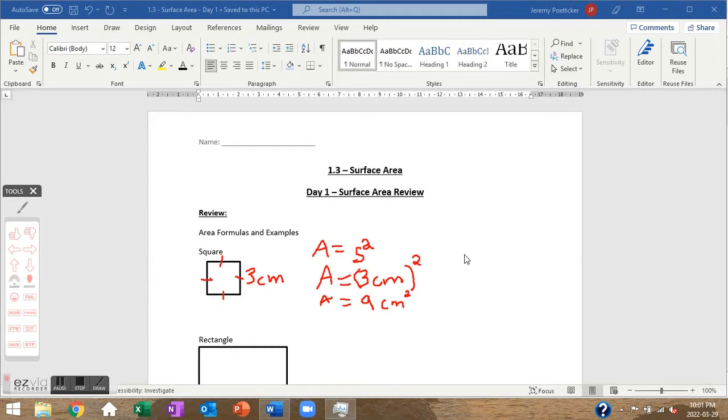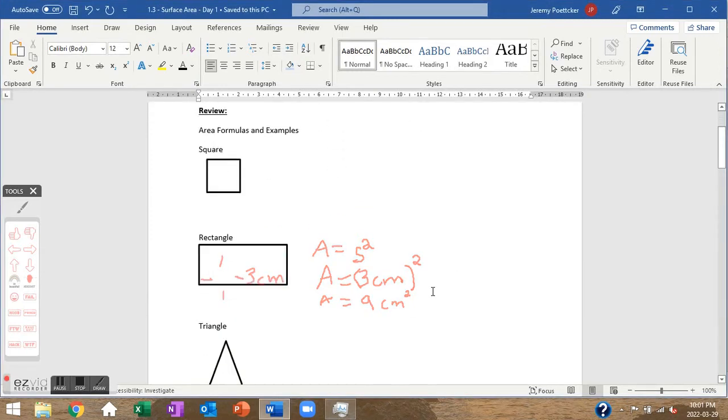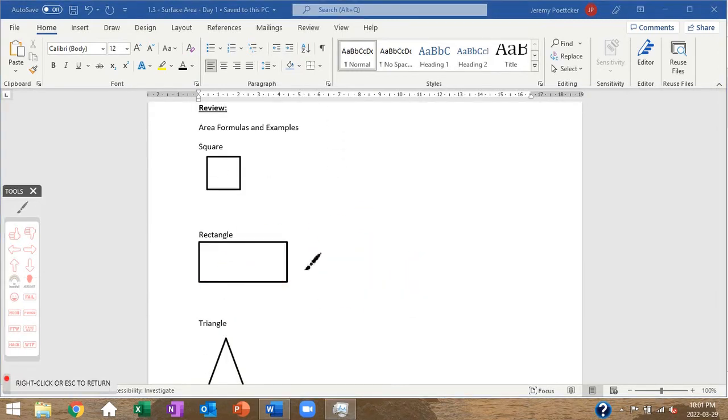Lovely. This takes us on to our rectangle. Rectangles have opposite sides that are the same. And so similarly, we're going to have tick marks in them sometimes to show that this side and this side are the same, this side and this side are the same. All right, we're going to say that this is 7.5 centimeters. And this is 3 centimeters.